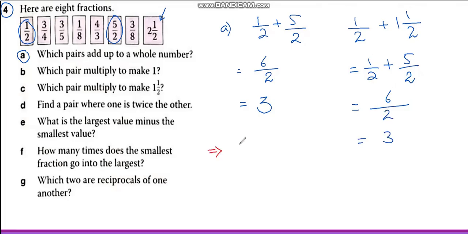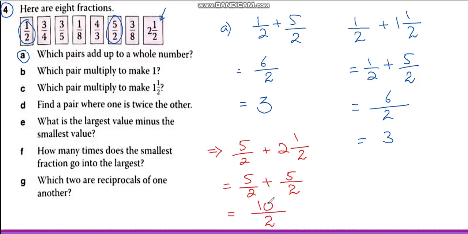Similarly, we can consider 5/2 and 2.5, because it's also 5/2 and we will get the same denominator. First, we can convert into improper fraction, that will be 5/2 as well. So look, if we write the denominator as common and add the numerators, we get 10, and 10 is a multiple of 2, meaning we can finally write our answer as 5. So these are the pairs which can be combined to get a whole number. These are basically 3 pairs.